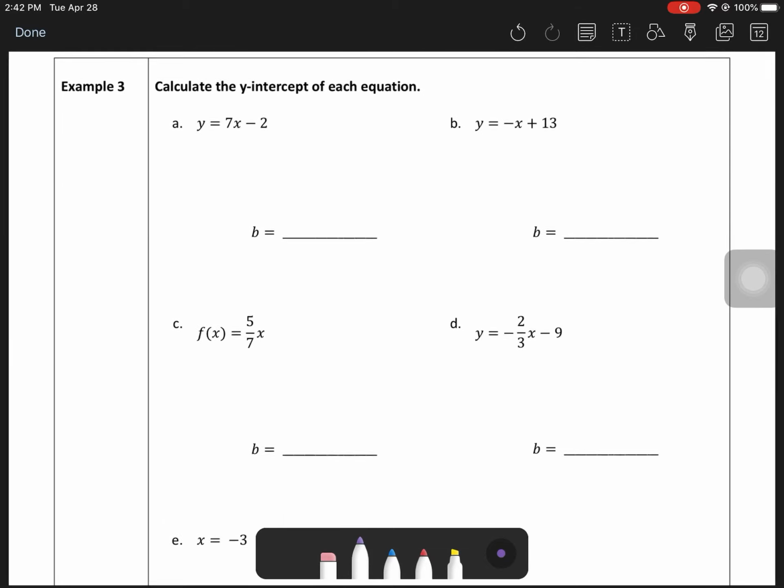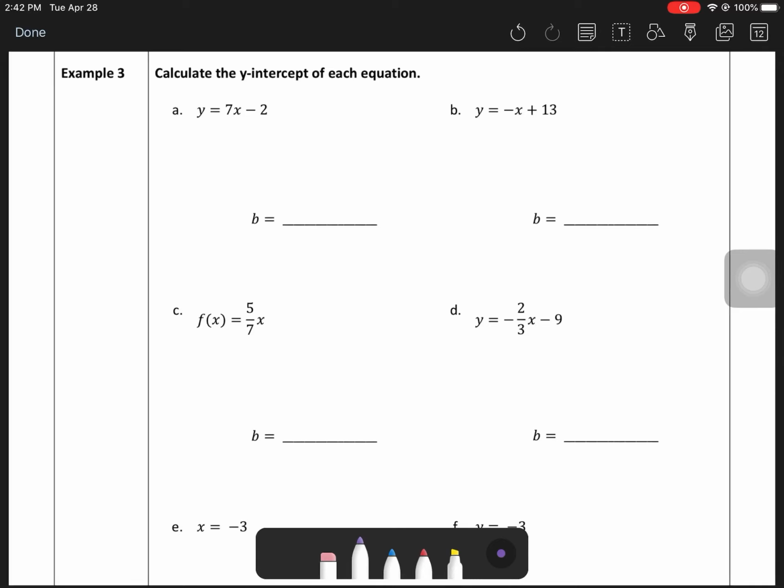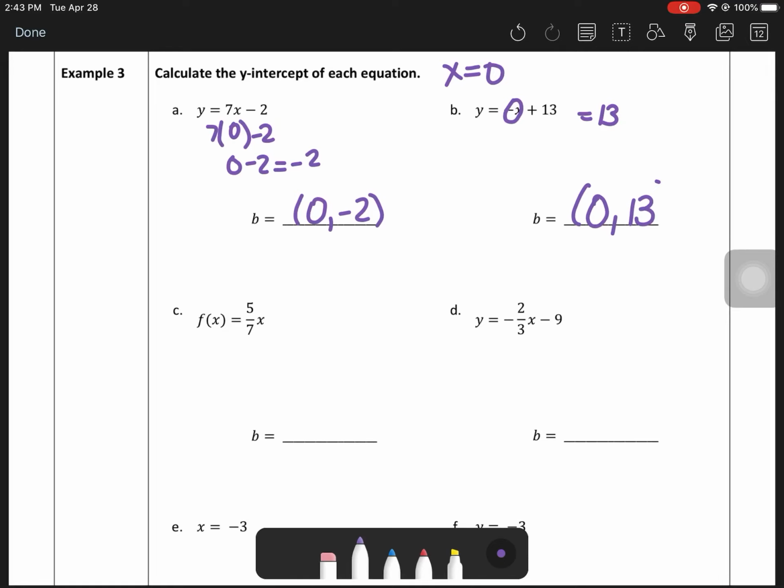Now, what if we don't have a table or a graph? Well, we said that x is equal to 0. So all we do is put a 0 into our equation for x and we calculate it. So 7 times 0 is 0, minus 2 would be -2. So our y-intercept is going to be at (0, -2). Letter B, if we put a 0 in for x, 0 plus 13 would equal 13. So our y-intercept is going to be at (0, 13).